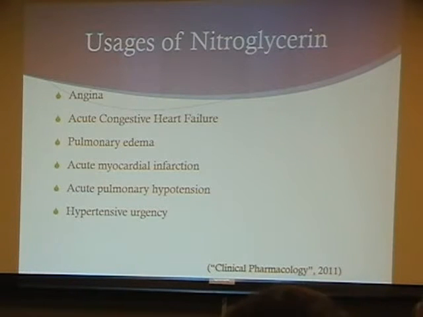Okay, so some of the uses of nitroglycerin. There were so many, so I just put a few of the key ones that I've seen it used for. Angina, acute congestive heart failure, pulmonary edema, acute myocardial infarction, acute pulmonary hypertension, and hypertensive urgency. Cardiac conditions such as these place a great amount of force and pressure on the heart and force the heart to increase the workload in order to properly perfuse the body. As previously mentioned, the nitroglycerin acts as a vasodilator to decrease that vascular resistance and decrease that force on the heart.